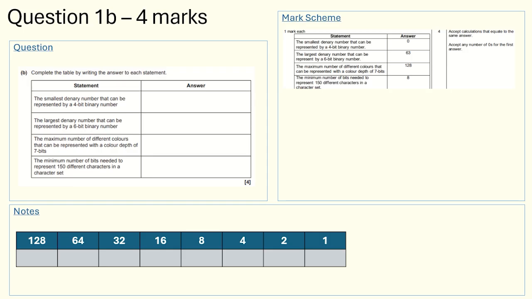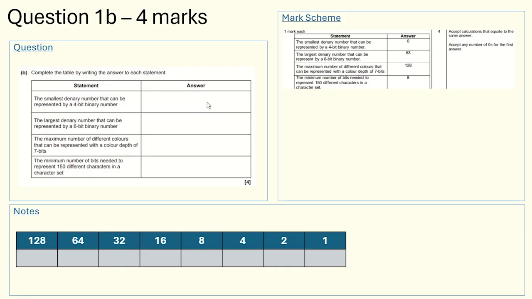Okay, let's have a look at question 1b. This is worth 4 marks, and the question states, complete the table by writing the answer to each statement. So we've got 4 statements down the left-hand side here, and all we need to do is write an answer in the box provided on the right.